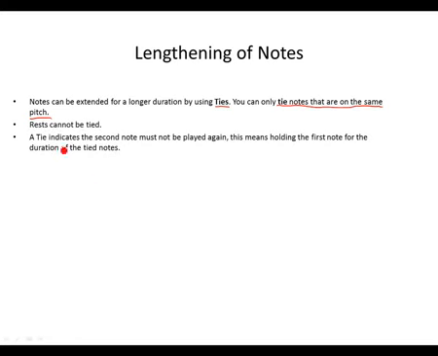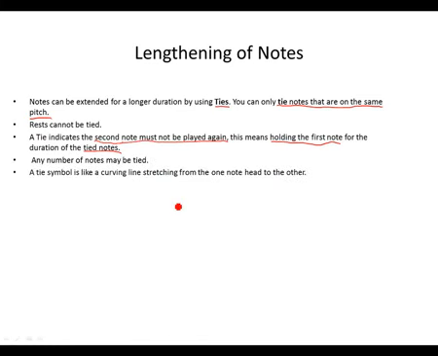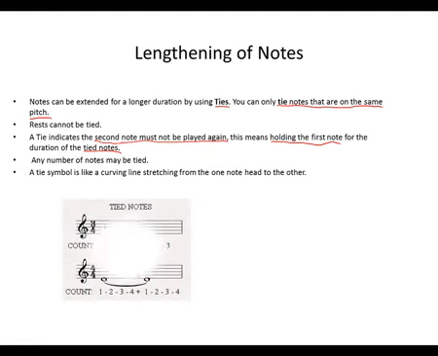A tie indicates the second note must not be played again. This means holding the first note for the duration of the tied notes. Any number of notes may be tied. A tie symbol is like a curving line stretching from one note to the other.